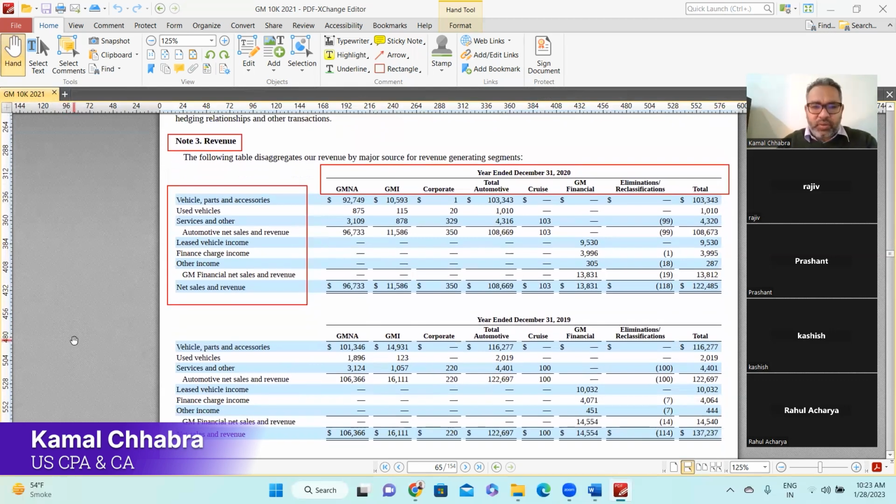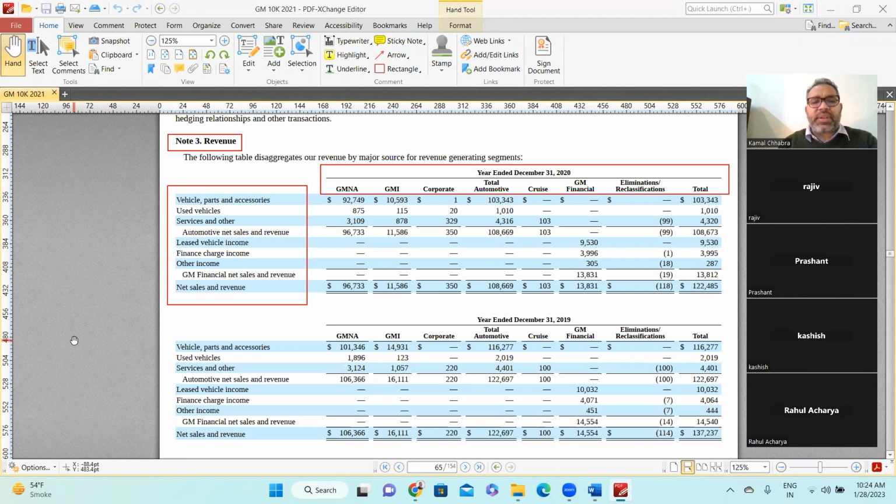Like in the disclosure part here, you see they have done a disaggregated level of disclosure. On the right-hand side, General Motors North America, right? And on the left-hand side columns, what is the sales from vehicles, parts, and accessories? What is the sales of used vehicles they have sold? That means second-hand vehicles they have sold. Third is services and other, right? What all revenue they have generated from the services, right? And then after, you see lease income, financing, other income, which is General Motors Financial income, right?